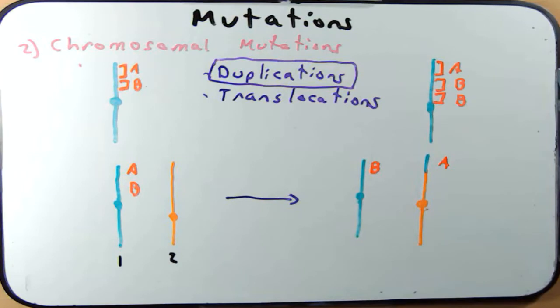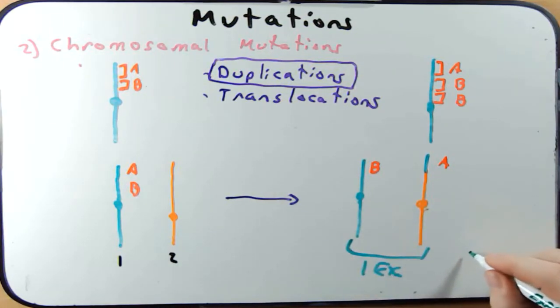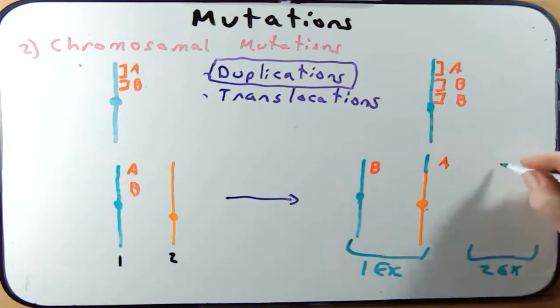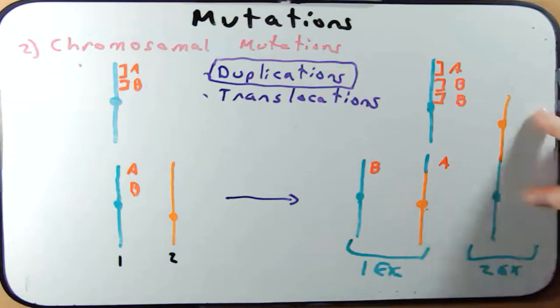And so you may end up with a chromosome. This is one example here. Another example might be, as I was just about to say, you would move the whole chromosome over and you might end up with something like this, where now you have a single chromosome.